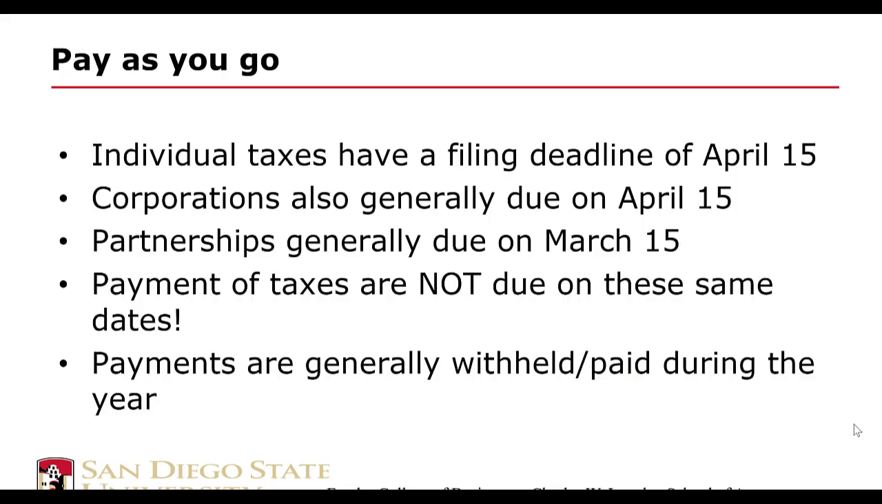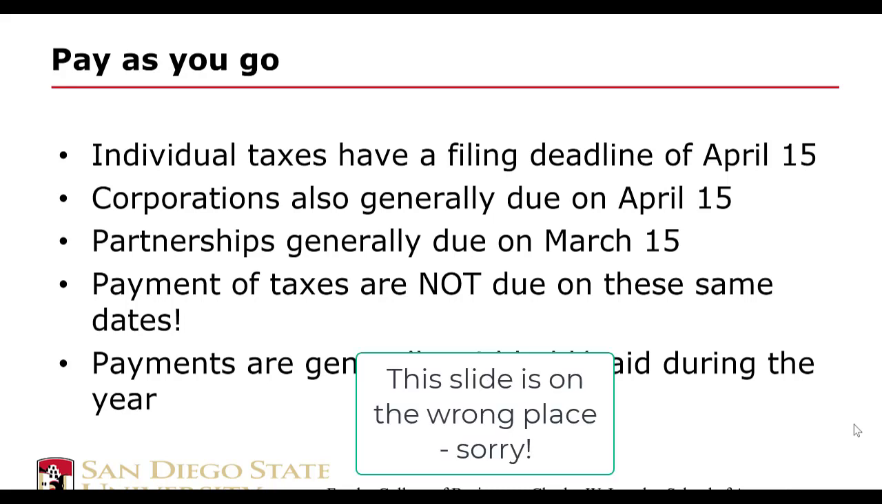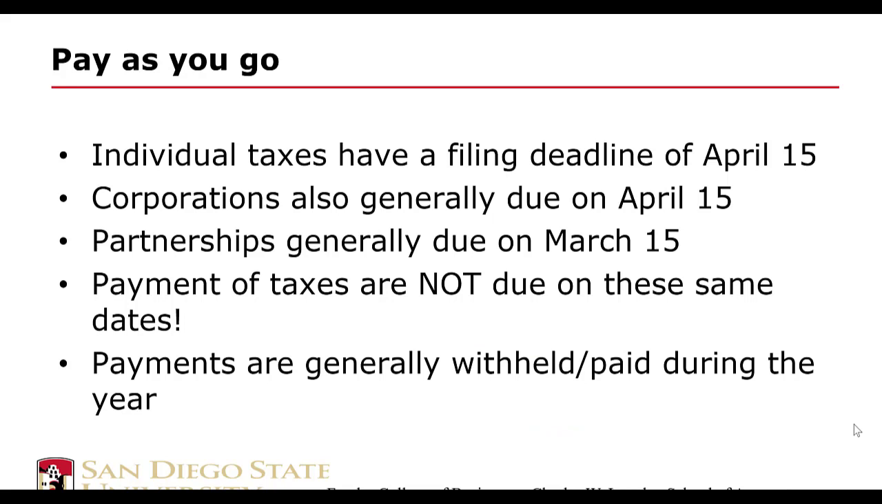Okay. So we do have a pay-as-you-go system. Individuals have a filing deadline of April 15. Corporations generally file on April 15 as well. Partnerships generally are due on March 15, and payments of taxes are not due on these same dates. They're actually generally due as paid during the year.